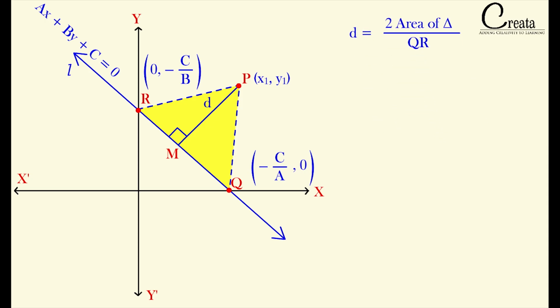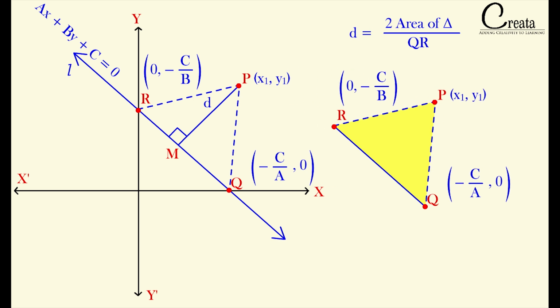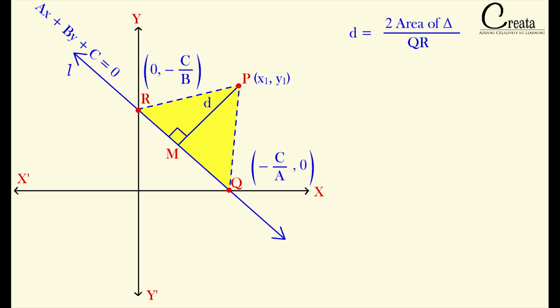So can we calculate the area of this triangle and the distance between Q and R? Can we? Let's see. Firstly, let's check the area of the triangle. The coordinates of the three vertices of the triangle are given. So can we apply the formula for the area of the triangle?